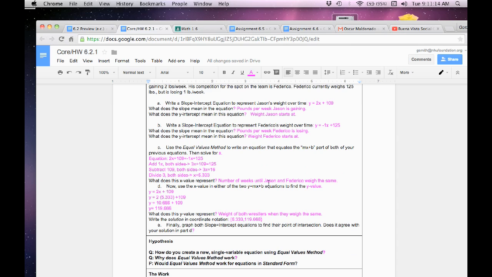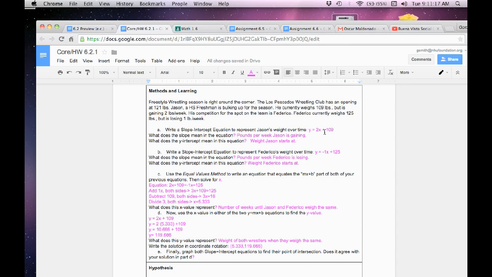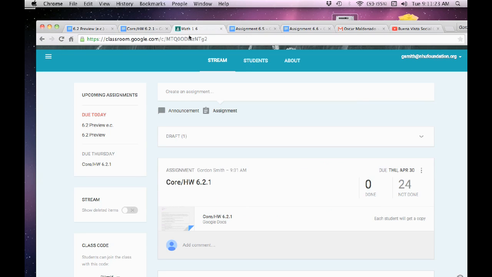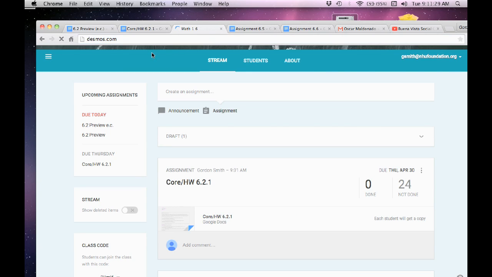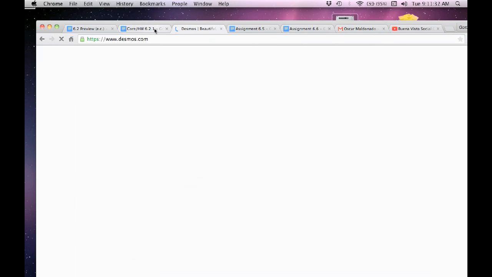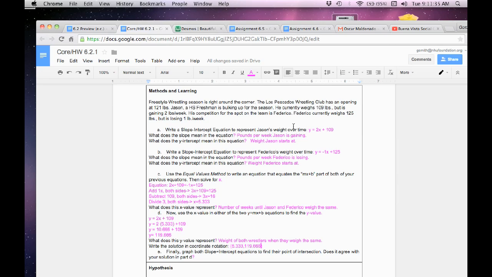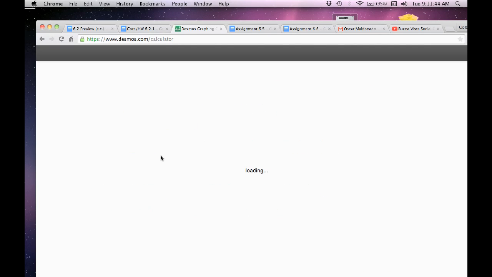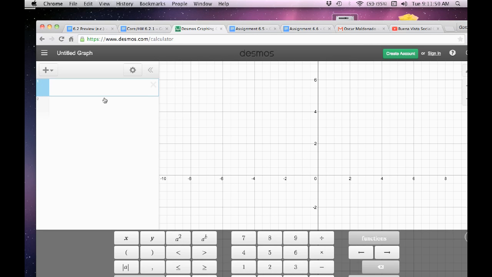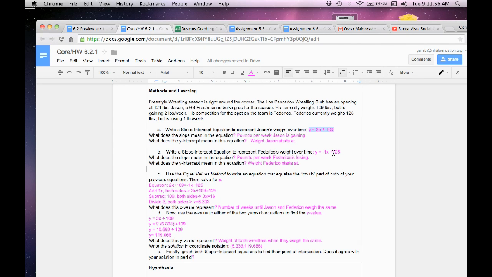Okay, finally graph both slope-intercept equations to find their point of intersection. Does it agree with your solution? So we're going to take Jason's and Federico's, and hopefully they end up intersecting right here. So we'll go to Desmos here, and we're going to graph both equations of both wrestlers, and hopefully where they intersect will be at the intersection that we found using what's called the equal values method. Here we go, Desmos. So there's Jason's equation, and then we're going to grab Federico's equation.